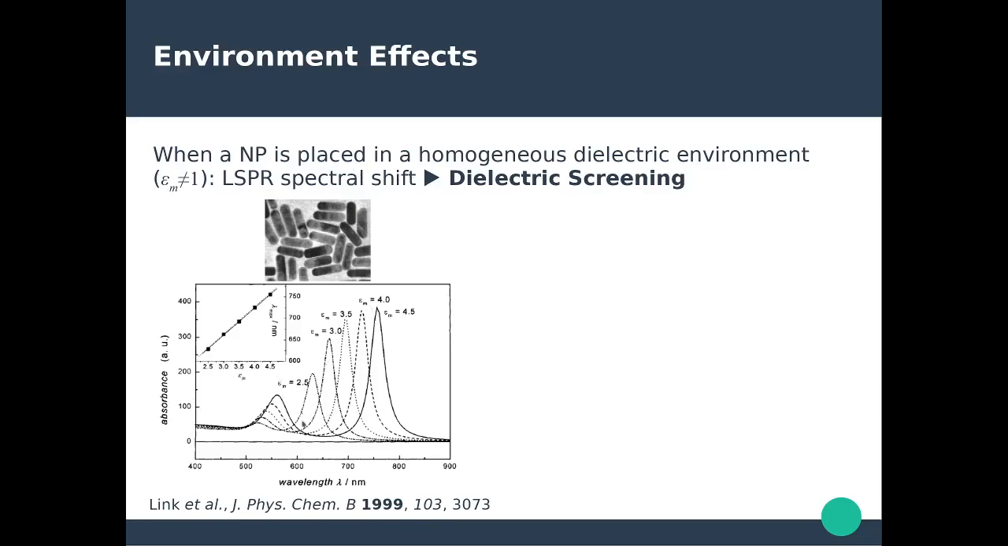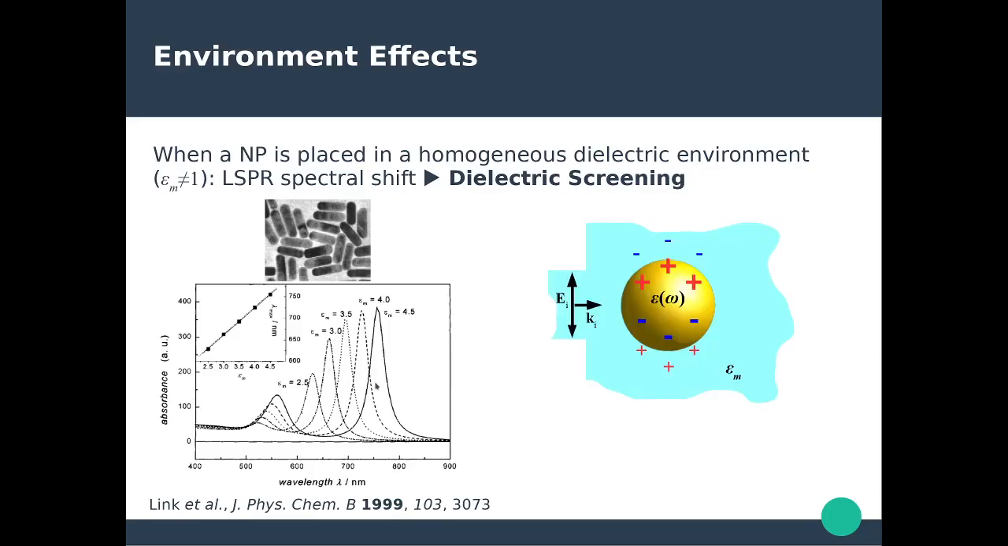So these are some examples of plasmon resonances of gold nanorods placed in different media, with dielectric permittivities from 2.5 all the way to 4.5. You see that the exact same nanorods, when the surrounding environment changes, experience a plasmon resonance shift. It's a red shift. This resonance is red-shifted when you increase the dielectric permittivity or refractive index of the surrounding environment. So you have this linear dependence on the refractive index, which is very valuable because it can be used for sensing applications.